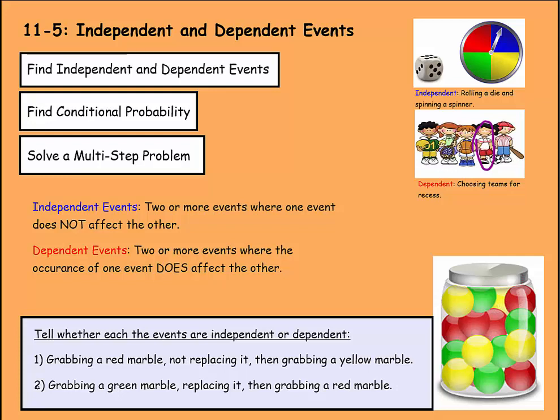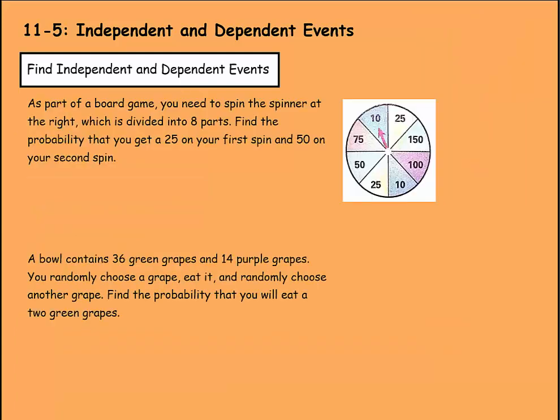How about this one? Grabbing a green marble, replacing it, then grabbing a red marble. Would grabbing that green marble and replacing it affect the probability of grabbing the red marble? Actually, it would not, because you replaced it, meaning that there's the same amount of marbles now as there was in the beginning. And the probability for the red marble then remains the same. So that would be independent. This would be dependent. This would be independent. So in these problems, we have to determine whether they are independent or dependent and then solve accordingly.